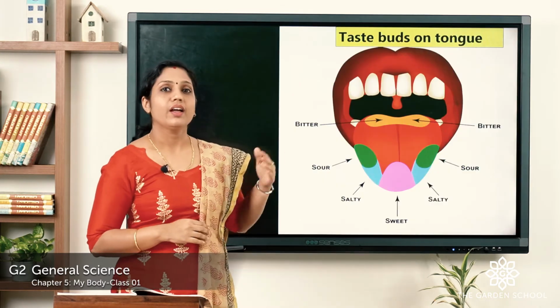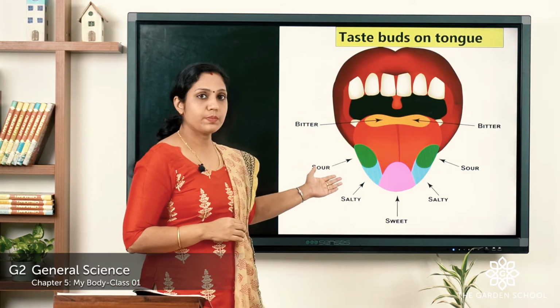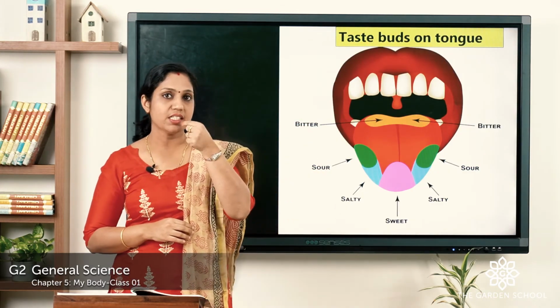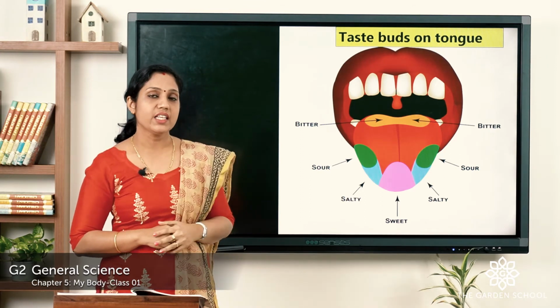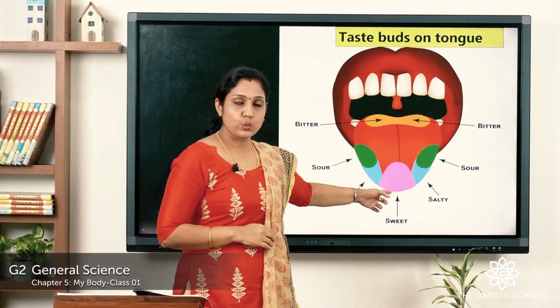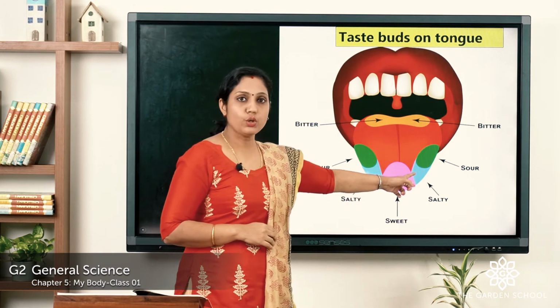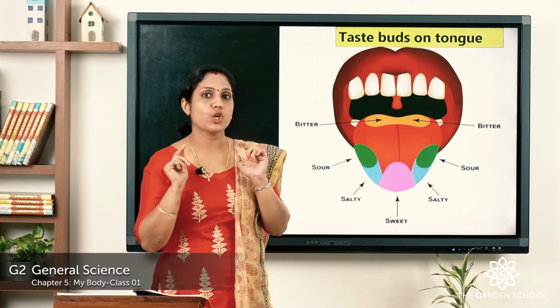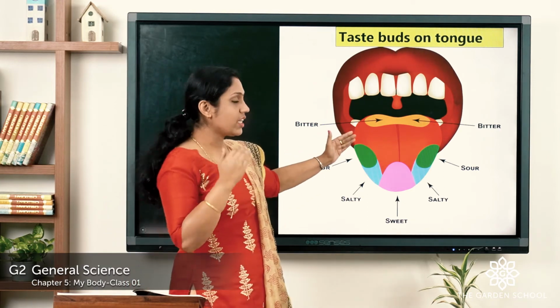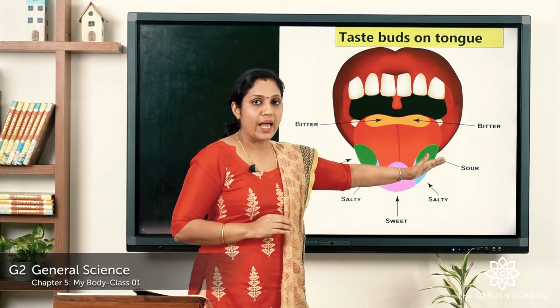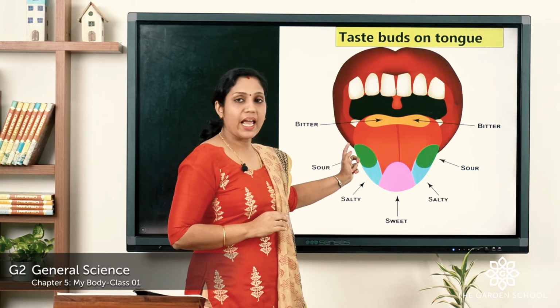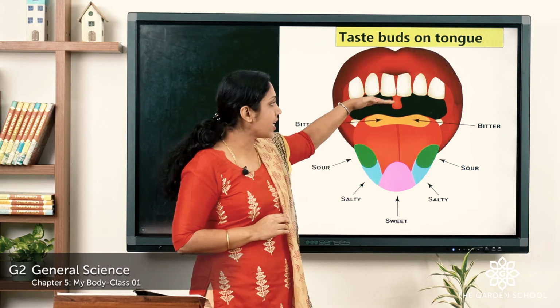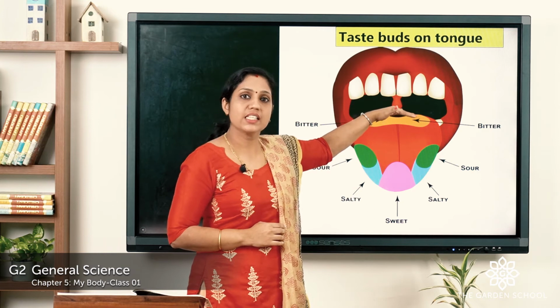So in our tongue, there are different taste buds, and the tip of the tongue, that is in the front of the tongue, that taste is identified as sweet. The next two corner areas in the front side itself are the areas of salt. The next areas to the back side, the two corners of the back side, we identify as sour, and the last side we identify the taste as bitter.